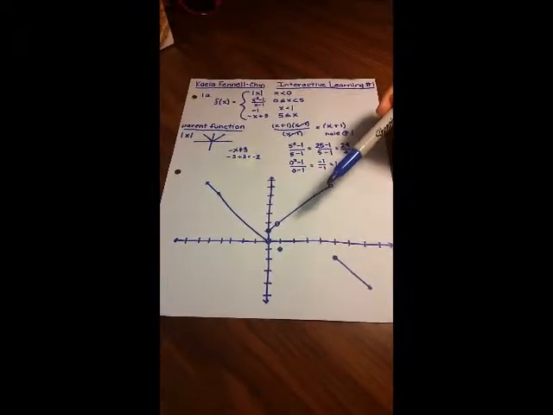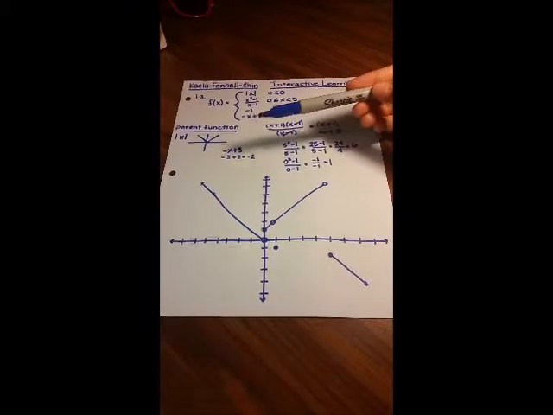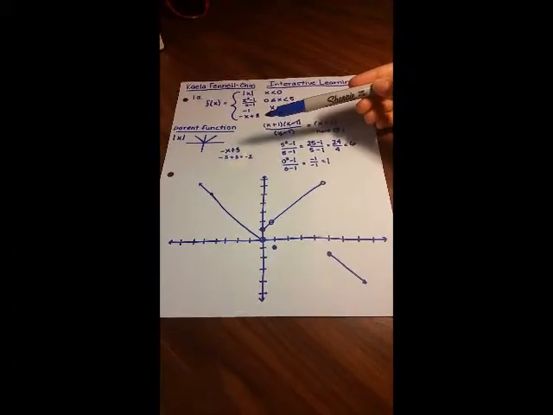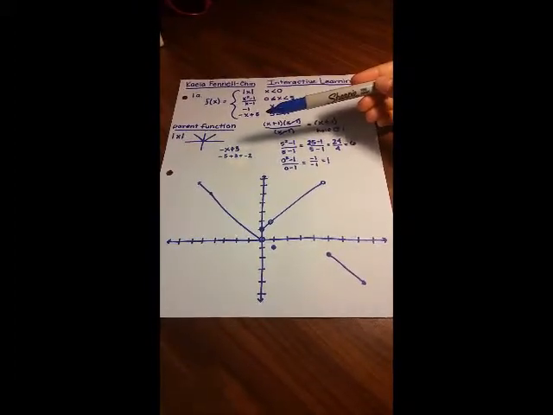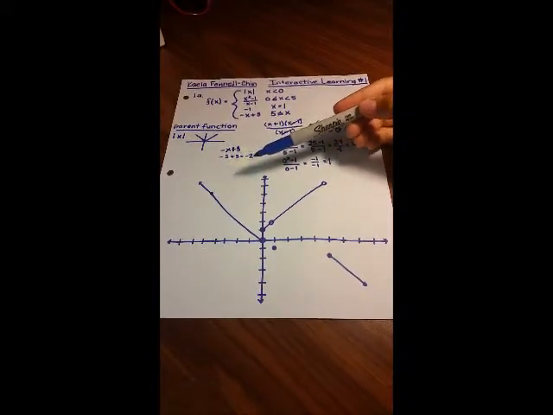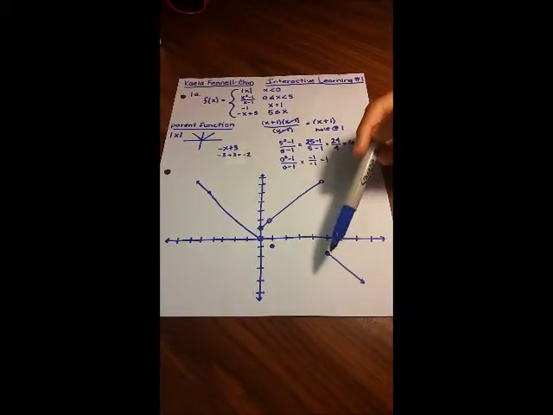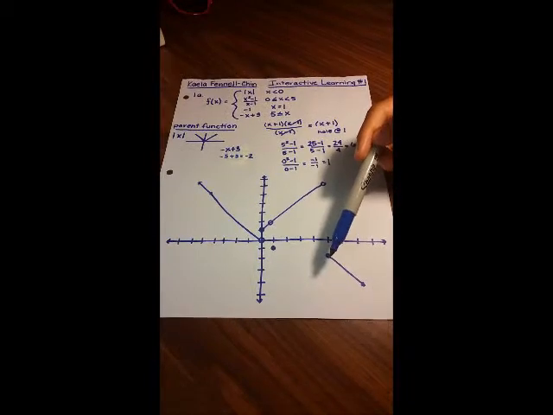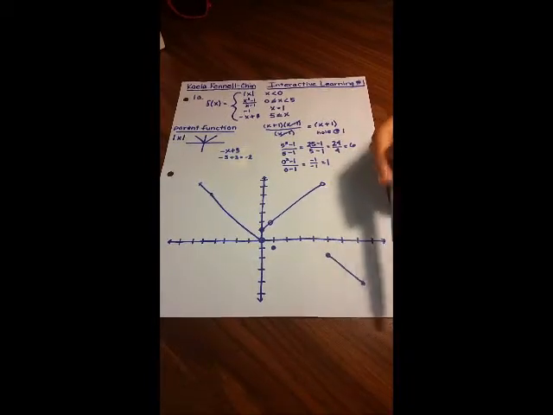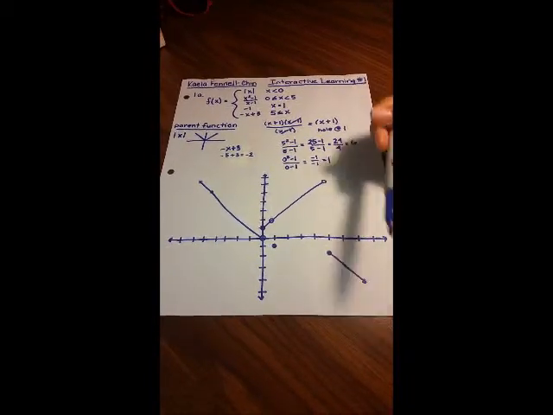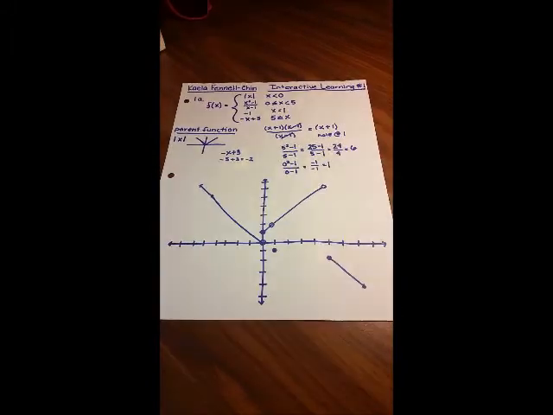Then for our last part of our piecewise function, we have the negative x plus 3. And if we want to find out where our y value is, we're going to plug in 5 and we get negative 2. So you go to 5, negative 2, and then this function defines the rest of x. So it's going to continue on. So this is my problem. Thank you.